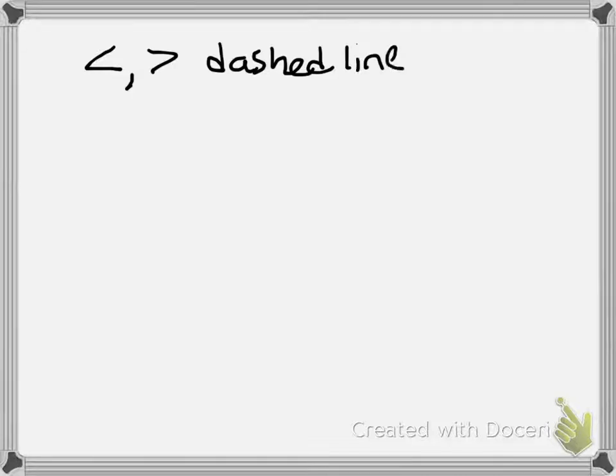So one of the first things that we're going to have to deal with is realizing whether we're going to make a straight line or a dashed line. If your equation has a less than or a greater than sign, so there's no line underneath it, that's going to be a dashed line. Instead of drawing a straight line, we're going to have a dash. If you have a less than or equal to or a greater than or equal to, we're going to have a solid line.